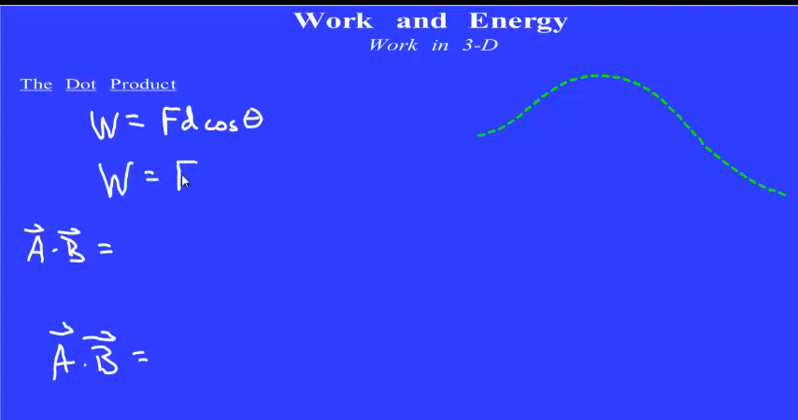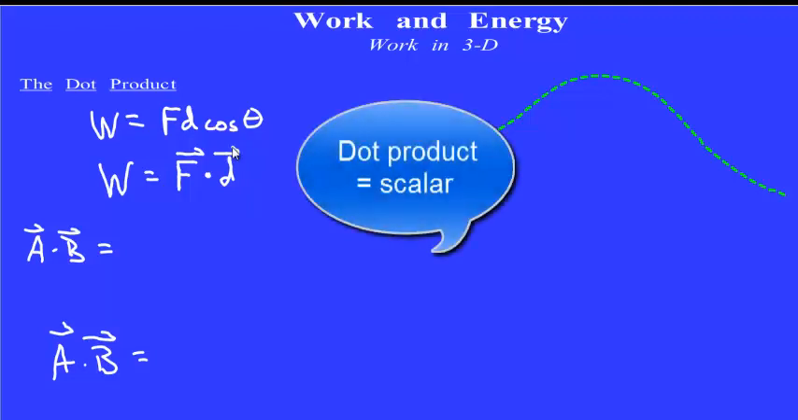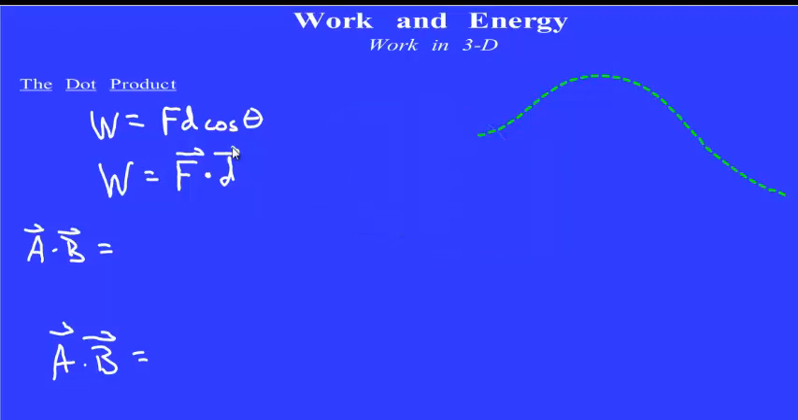It's called a dot product. It's a vector operation that you can do. An interesting thing about a dot product is that the product that you get is a scalar. Notice that work and energy are scalars. They don't have a direction associated with them. That's one of the things that makes them friendly to work with for both teachers and students. But let's look a little more closely at how a dot product works.